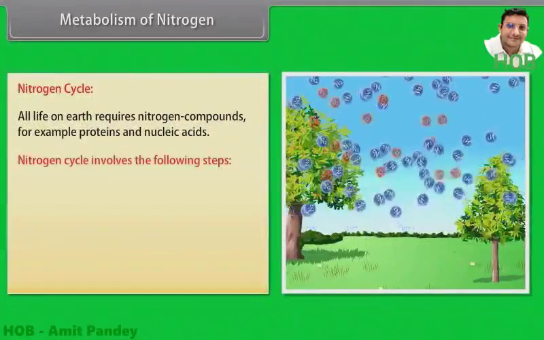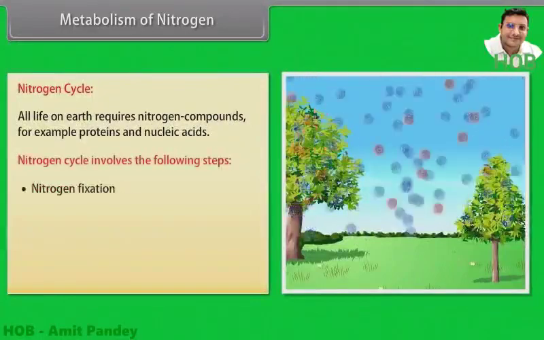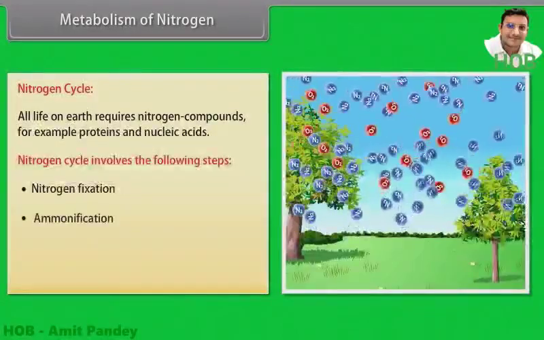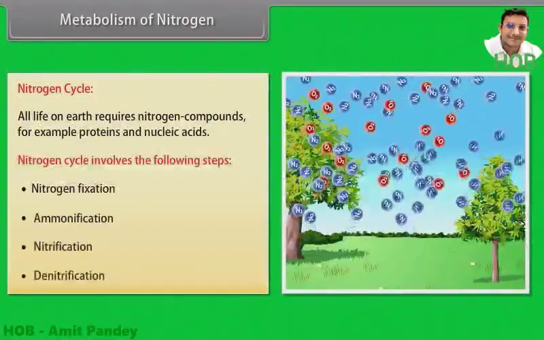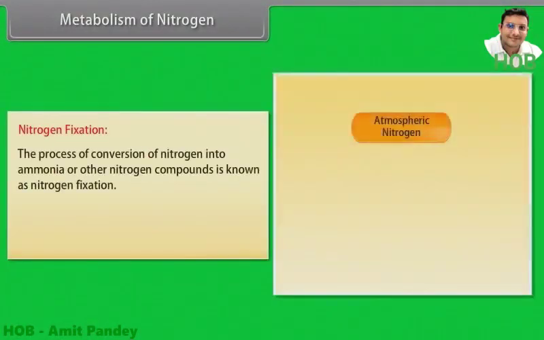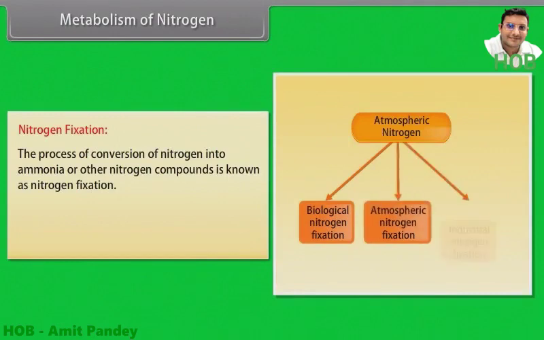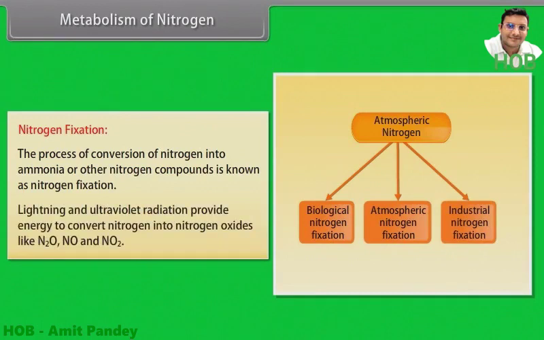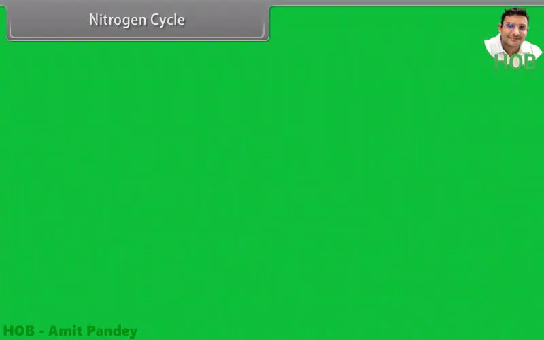The nitrogen cycle involves the following steps: nitrogen fixation, ammonification, nitrification, denitrification. Nitrogen fixation. The process of conversion of nitrogen into ammonia or other nitrogen compounds is known as nitrogen fixation. Lightning and ultraviolet radiation provide energy to convert nitrogen into nitrogen oxides like N2O, NO, and NO2. Nitrogen cycle.